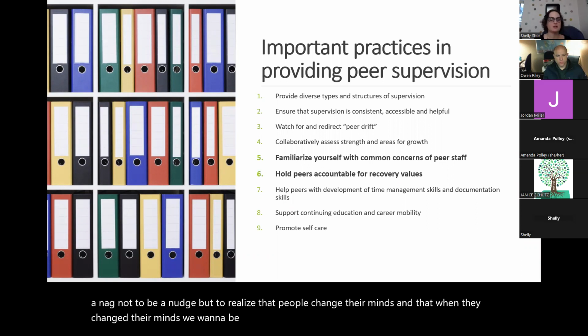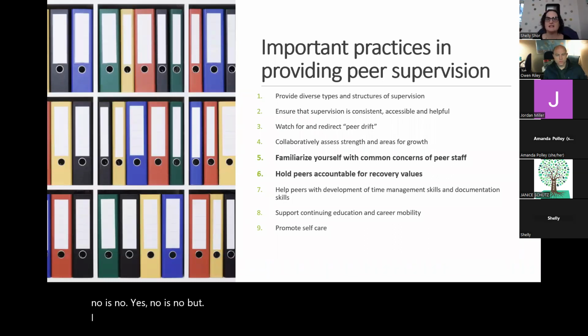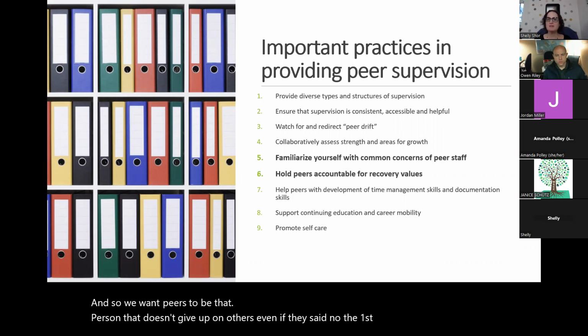that help. We don't want to be insulted, thinking, they didn't want to work with me. We don't want to say, it's done. They said no once. No is no. Yes, no is no. But no might be maybe later. And so we want peers to be that person that doesn't give up on others, even if they said no the first time. So we want to pay attention.